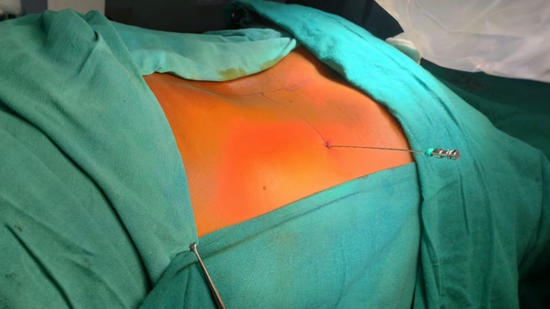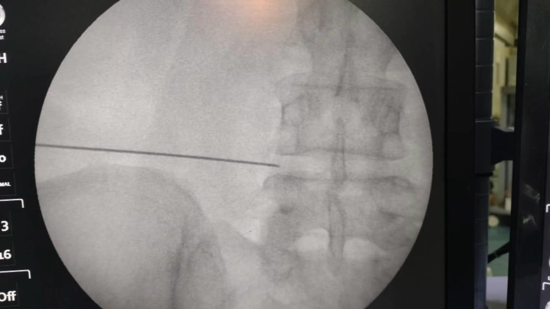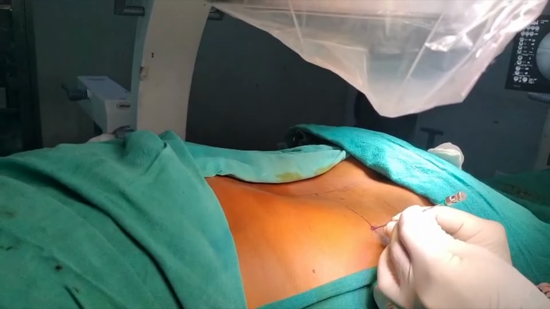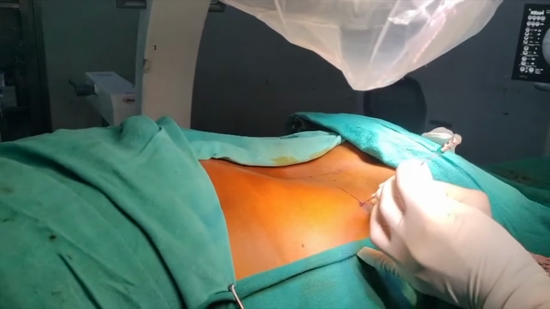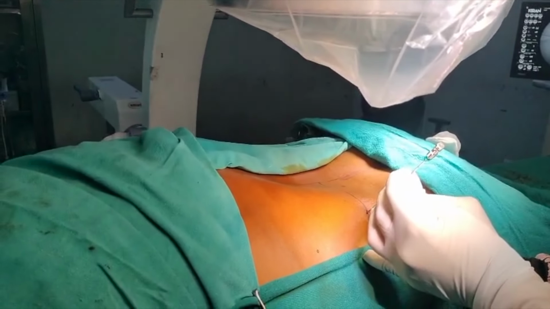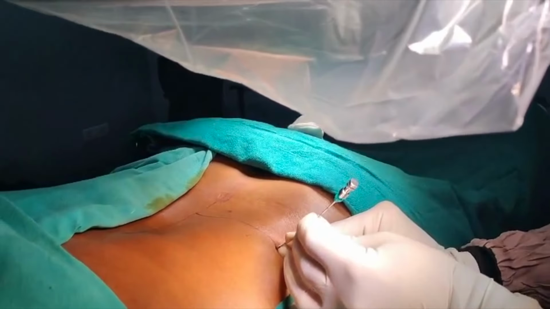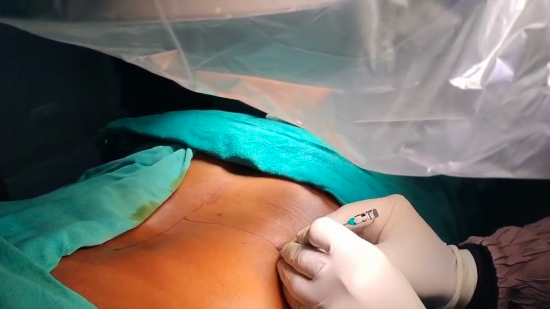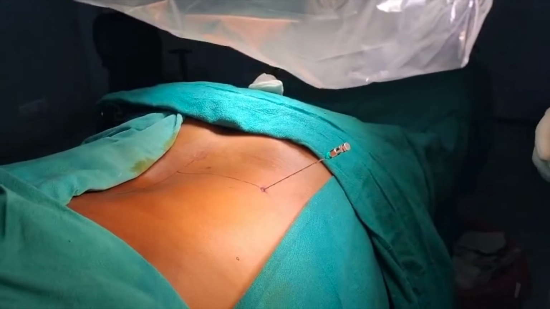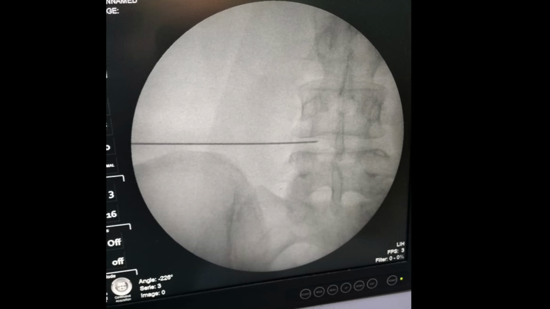At the entry site, 2% lignocaine is infiltrated for local anesthesia. A Chiba's needle is then introduced at approximately 30 degrees angle and advanced towards the superior articular process. The needle position is confirmed on AP fluoroscopy. Once bony contact is obtained, the needle trajectory is adjusted. Here the needle tip is seen entering the neural foramen.